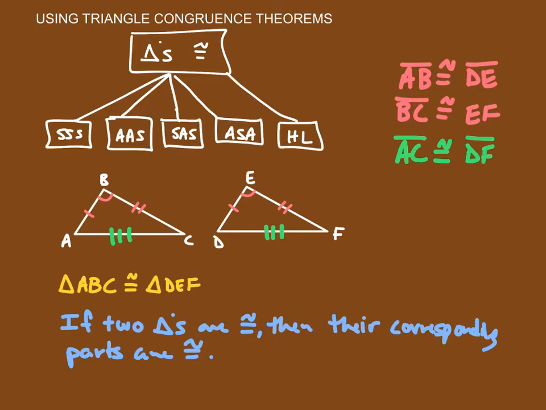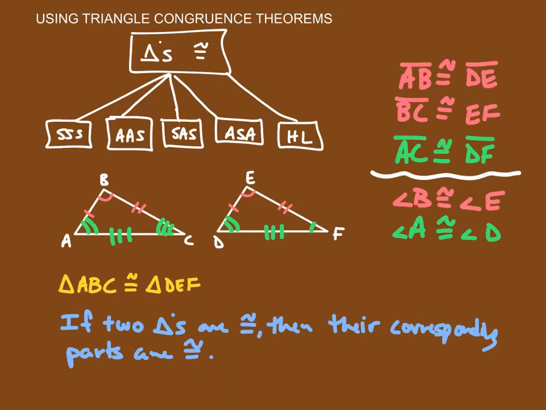Now, that was our sides. Let's talk about our angles. We knew that angle B is congruent to angle E. That's what we were given. Based on the fact that these two triangles are congruent, I can jump in here and say that angle A is congruent to angle D. So angle A is congruent to angle D. I can then say that angle C is congruent to angle F.